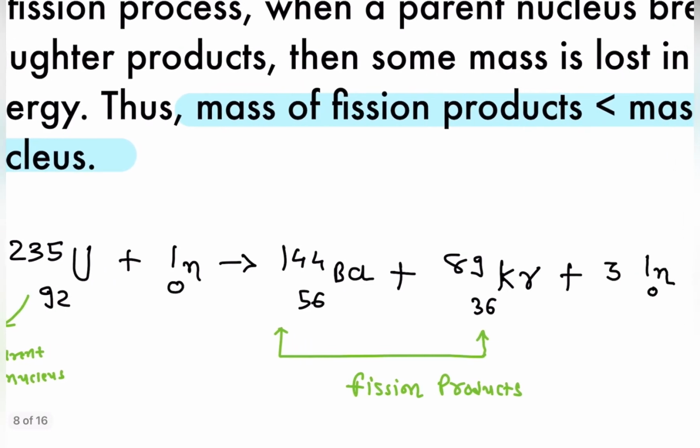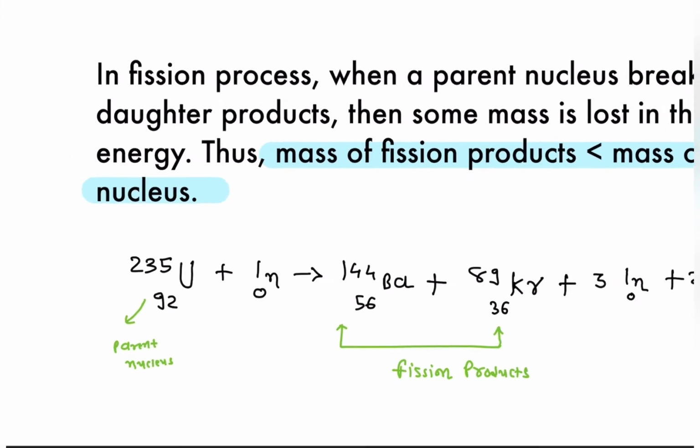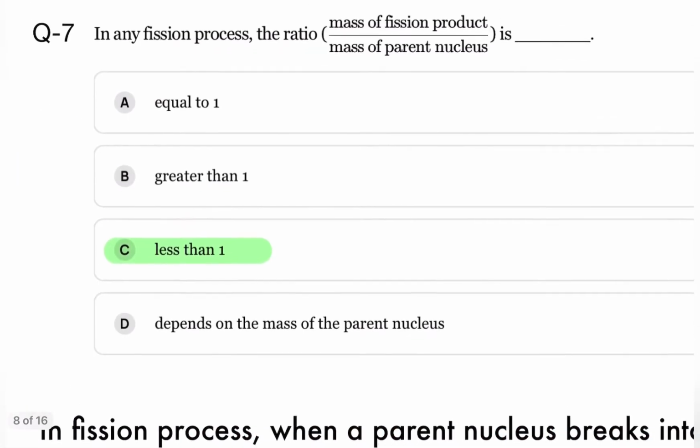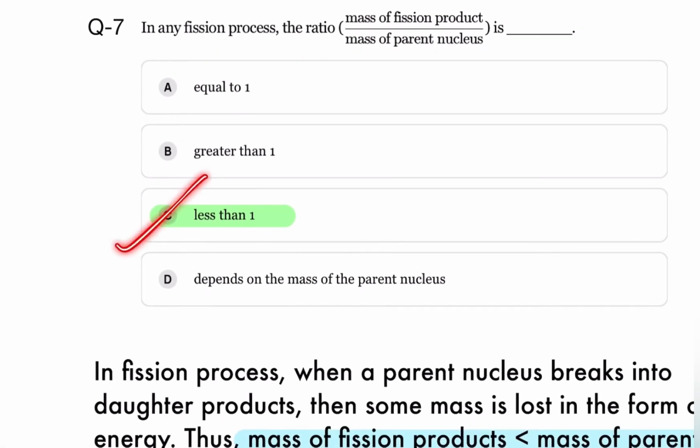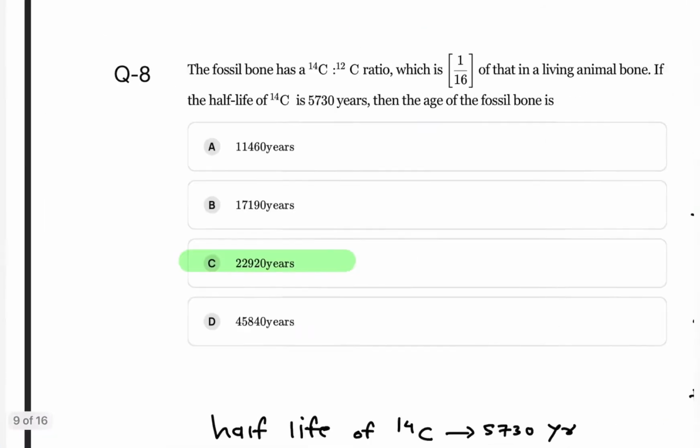That's why the mass of fission product is always less than the mass of parent nucleus. So the ratio of mass of fission product to mass of parent nucleus is less than 1. So answer is C. That question number 8.